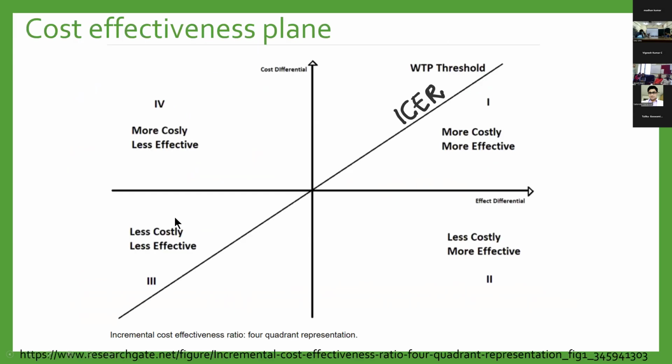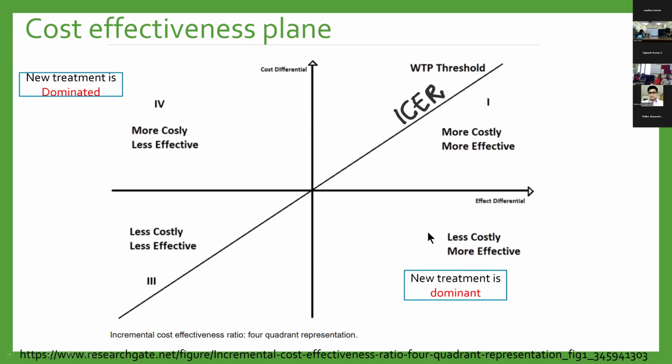So what is ICER? This is just to revise. This is called the cost effectiveness plane. Here you look at the difference in effectiveness, more effective, less effective, and the difference in cost, more cost, less cost. And you get 4 quadrants. This is probably the best, less costly and more effective. This is called dominant: the new treatment is dominant. This is probably the least useful, more costly and less effective, so you would say the new treatment is dominated.